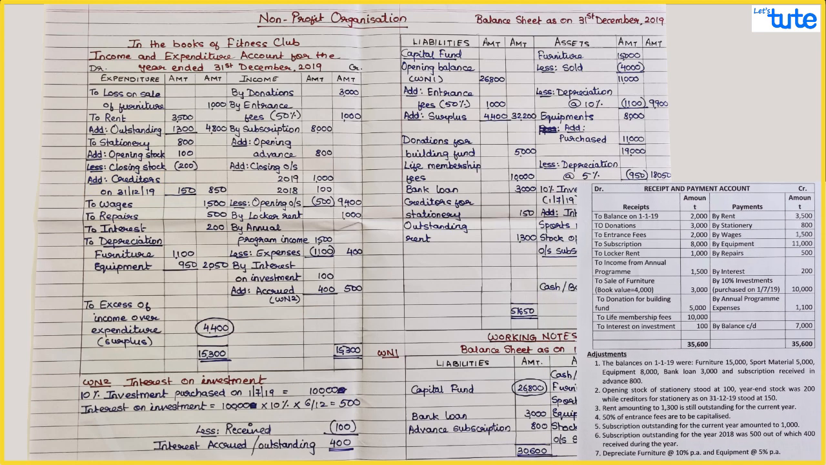If any items such as entrance fees, donations, etc. are to be capitalized, then add that much amount to the capital fund, and balance will be treated as revenue to be shown on the income side of the income and expenditure account.